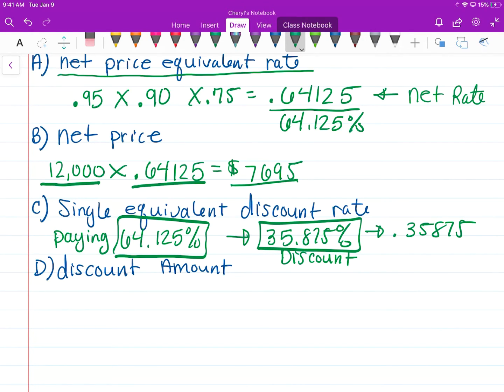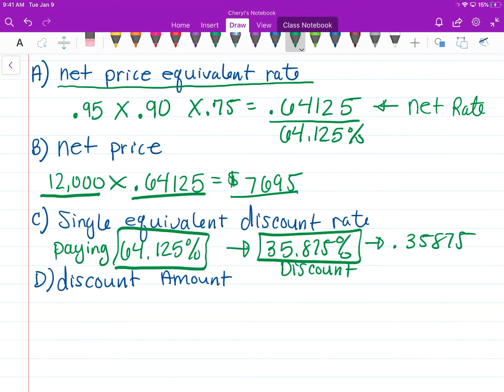Now, if I just wanted to take my net rate in decimal form, I could take 1 minus 0.64125, and I would get the 0.35875. So I could either do it using percents, or I could take 1 minus 0.64125 and get it in decimal form. Because remember, 100% in decimal form is 1. So this is when you're using decimal form, and then this is what you're doing when you're using percent form.